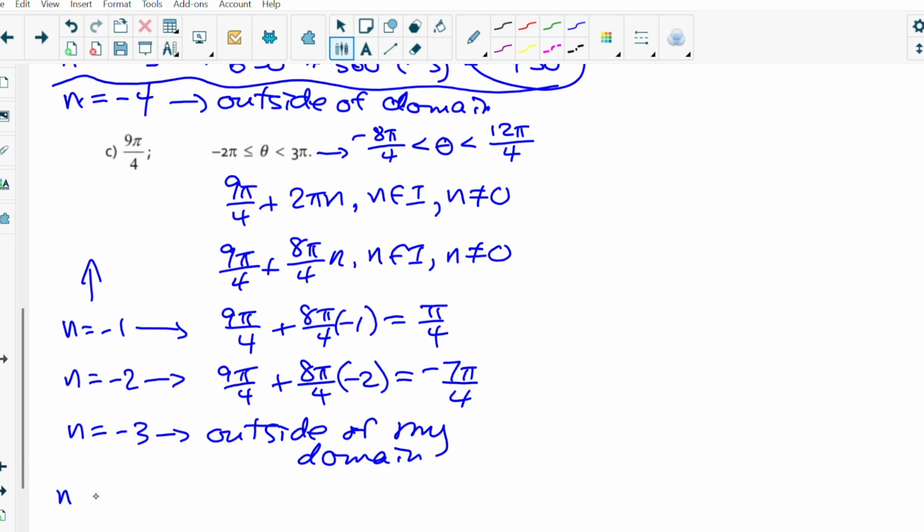If I go the other way, remember n can't equal 0, you're just going to get the same angle you started with, 9 pi over 4, right? If I go to n equals +1, then I'm going to be outside. If I have n equals +1, that's 17 pi over 4. That's outside of my domain on the positive side.